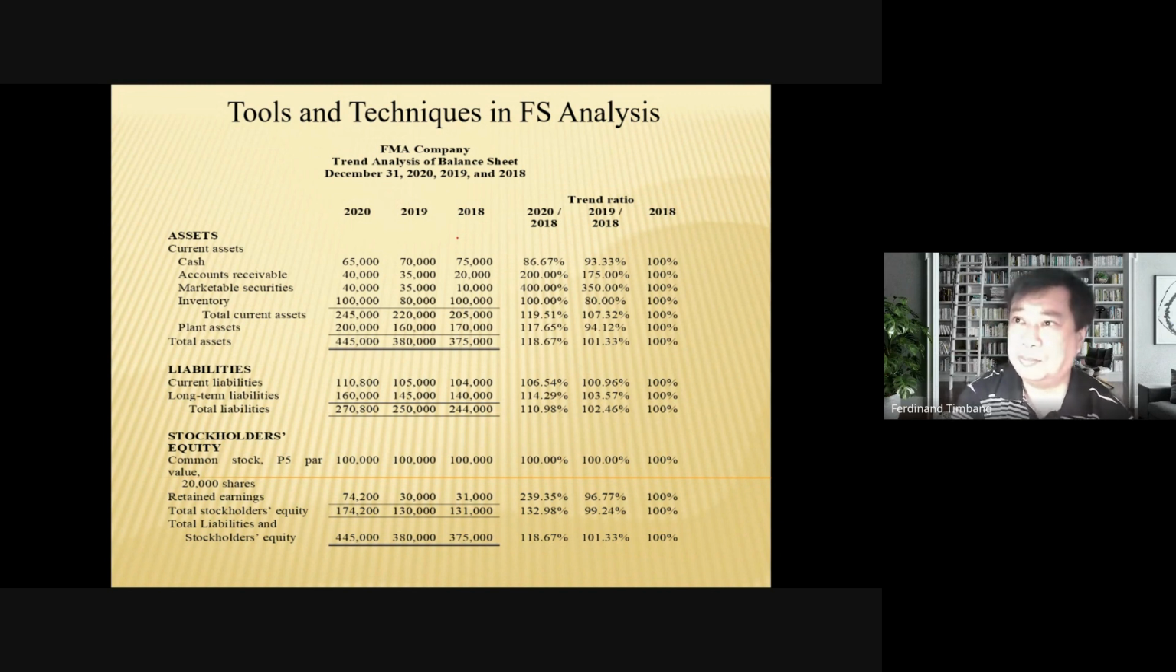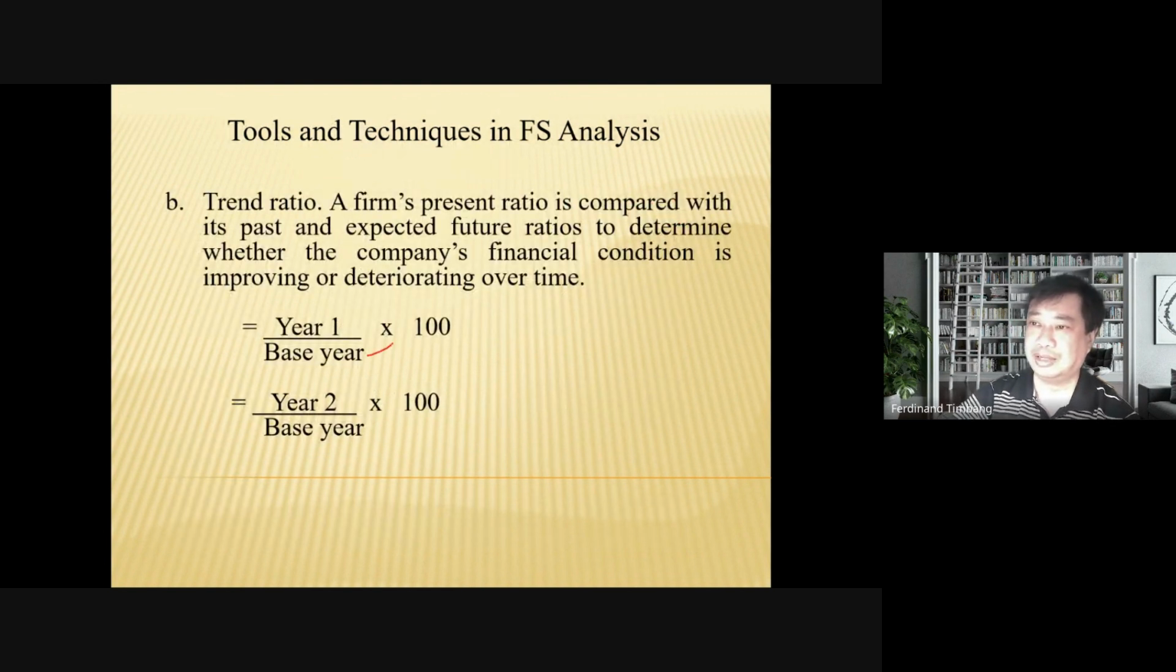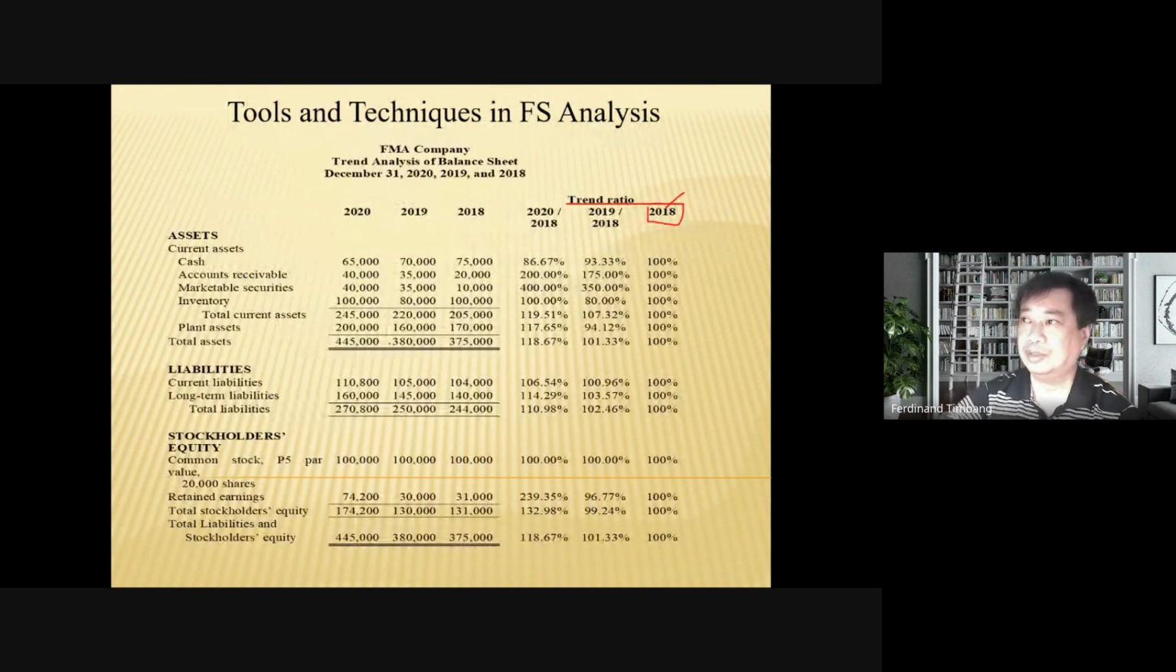So, example tayo ulit. I still use the same company, no? So this time we were looking at the trend analysis of the company's balance sheet. For example, we have now 2018. Ito yung magiging base year natin. Okay? Yan yung base year natin. Kaya kung makikita nyo, ito yung 100% lahat.